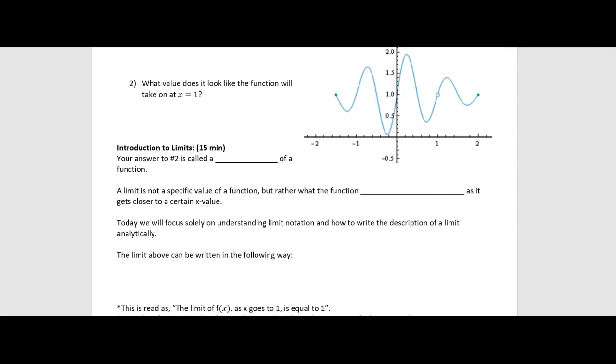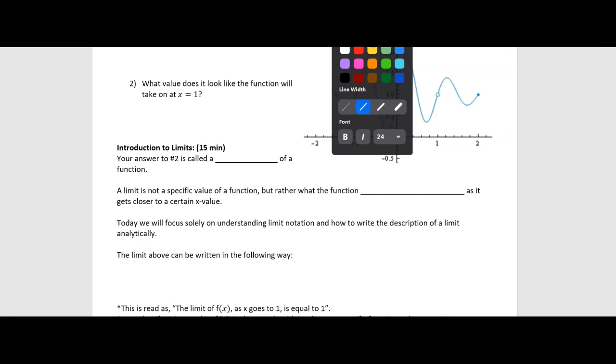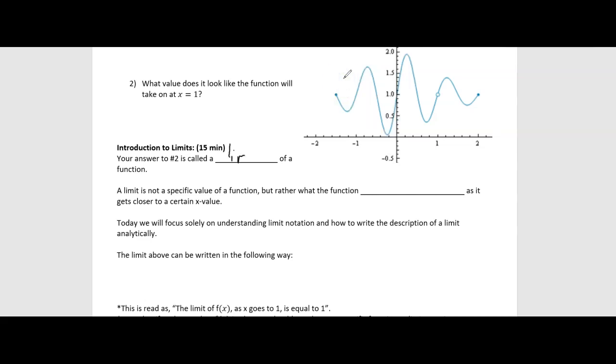All right, so we already answered the first question. The second part right here says the limit is not a specific value of a function, but rather what the function, hopefully we can all fill in this blank by now, approaches as it gets closer to a certain x value. My penmanship will get better the more videos that I make. Today we're going to focus solely on understanding limit notation and how to write the description of a limit analytically.